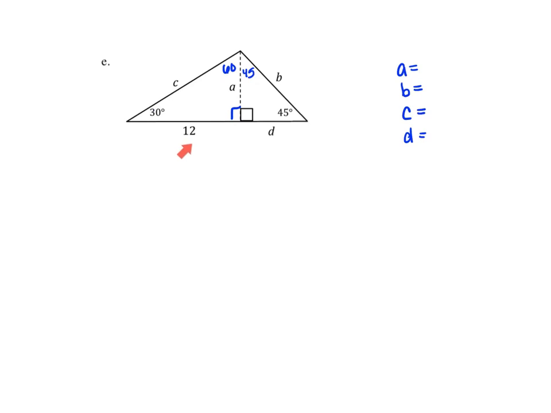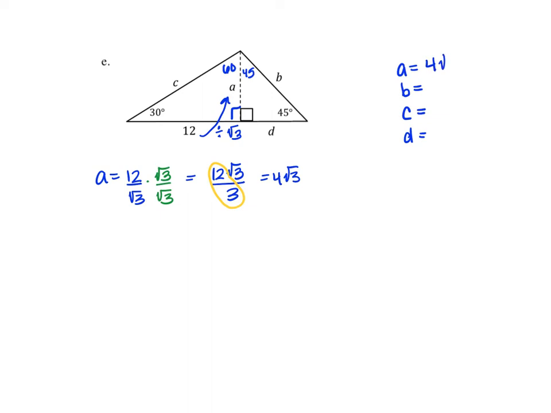So we're given the medium side of this 30, 60, 90. So if I'm given the medium side and I want to find the short side, we're going to have to divide by root 3. So A is going to be 12 divided by root 3. You're going to want to rationalize your denominator. That will give you 12 root 3 over 3. And then you're going to simplify the 12 and the 3. So 12 divided by 3 is 4 root 3. So A is equal to 4 root 3.